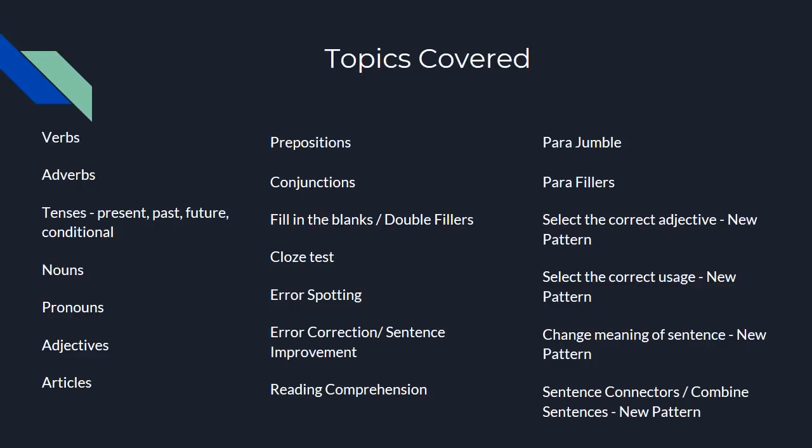Next, you have fill in the blanks and double fillers, cloze test, error spotting, error correction and sentence improvement, reading comprehension, parajumble, parafillers, select the correct adjective, which is a new pattern question, select the correct usage, which is also new pattern, change the meaning of the sentence, that is also a new pattern, sentence connectors and combined sentences in the new pattern.